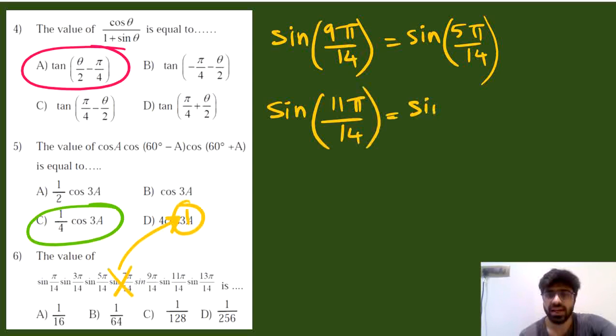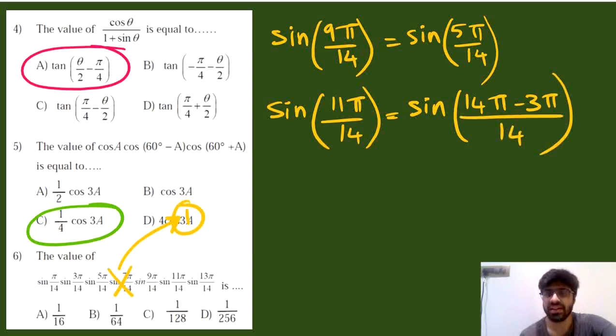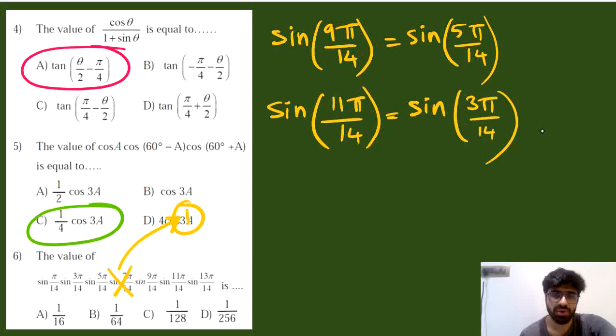You can write it as sin of 14 pi minus 3 pi divided by 14. I'm just writing 11 pi as 14 pi minus 3 pi. Split the two terms. You have pi minus 3 pi by 14, and sin of 180 minus theta is sin theta. So this will be sin of 3 pi by 14. In a similar way, you can work out for this one by yourself. That would be sin of pi by 14.